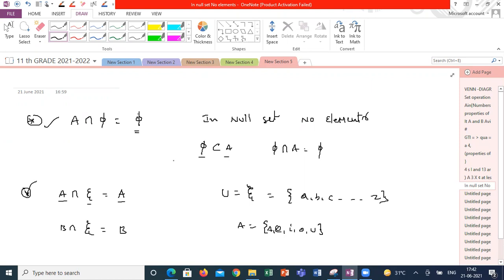Property 3: if A is a subset of B, then A intersection B is A only. From here only we can prove these last two statements. Is it clear? Shall I go for a few numericals of intersection? One or two numericals I can go. Is it clear, guys?